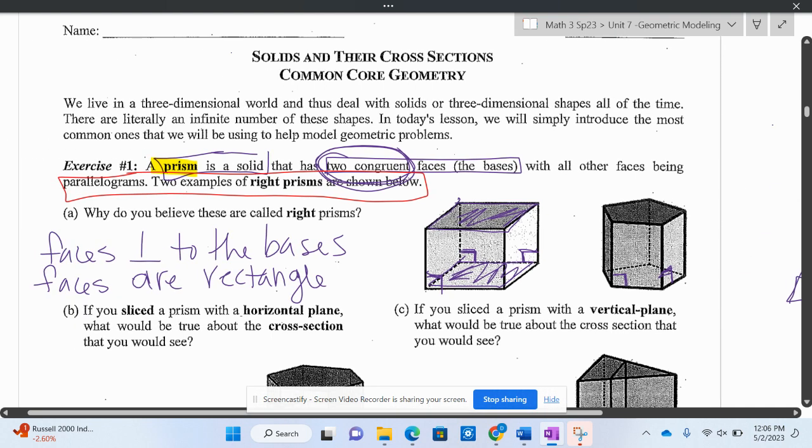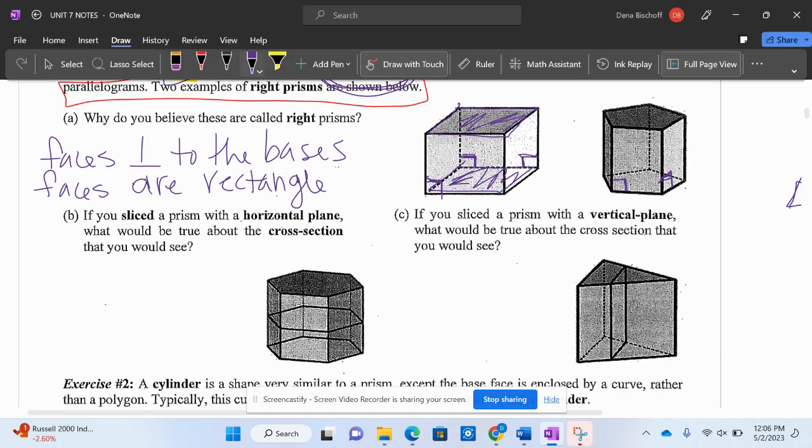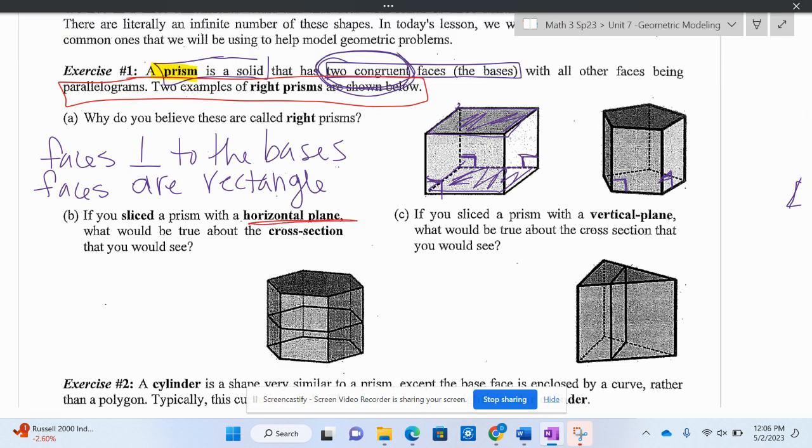Okay. So if you sliced a prism, think about cutting into a block of cheese. If you sliced a prism and it was horizontal through the base, like the plane is horizontal to the base, what do you think you would see? Well, you would see a congruent face. The face would be congruent to the base.